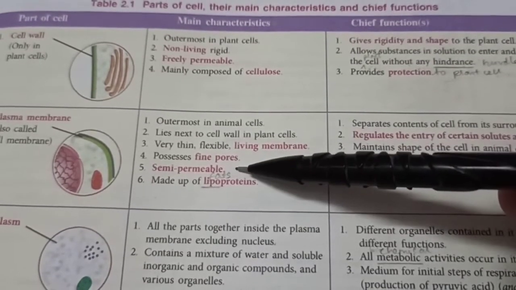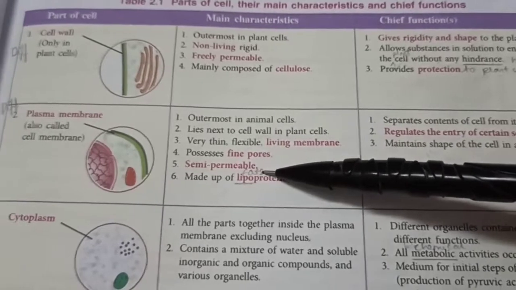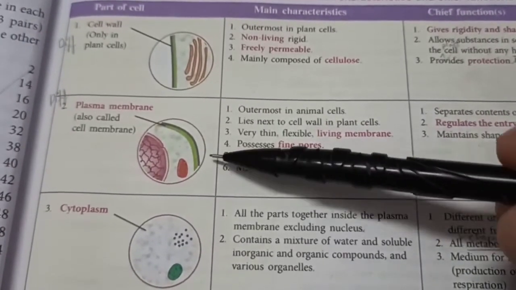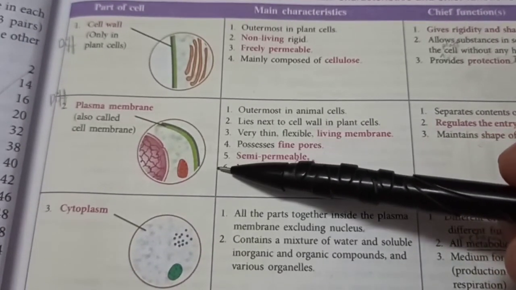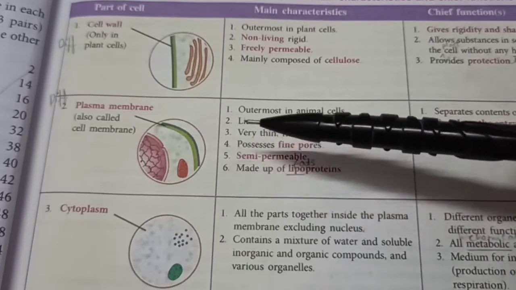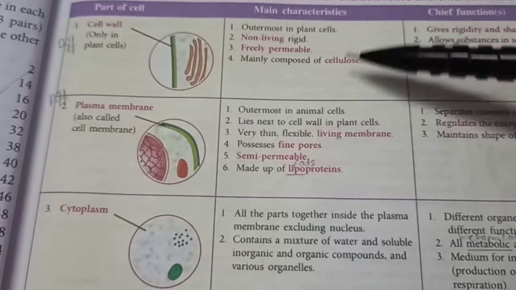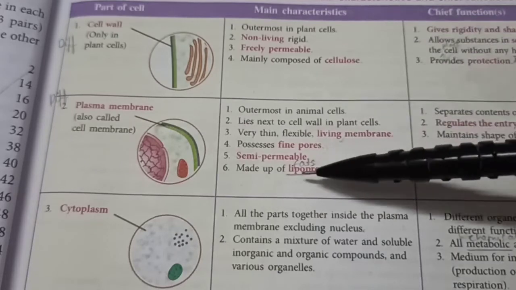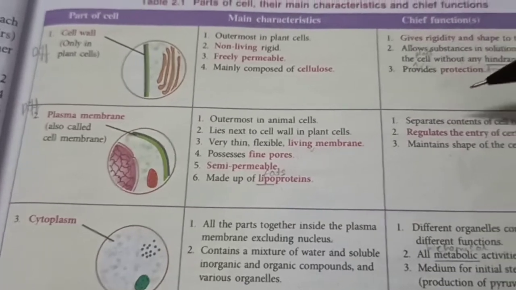Semi-permeable means that only small molecules can enter it. By the way, it's also selectively permeable. That means it can change the size of its pores to allow larger molecules to enter when required. It's a living thing after all. Another difference here is that this is made up of lipoproteins. Lipo means fats.